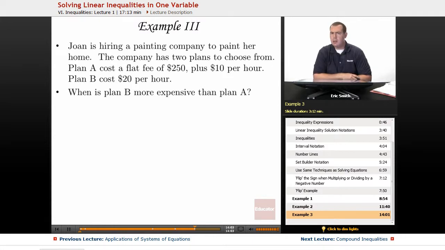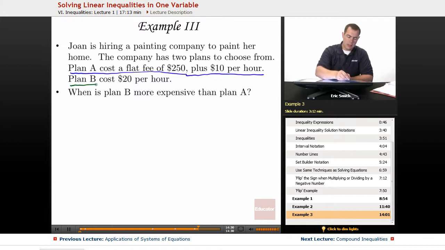In this last one, I picked a little bit more of a word problem, so you can see that inequalities are important even in applications. This one says that Joan is hiring a painting company in order to get her house painted. And the company has two plans to choose from. You can choose Plan A. In Plan A, they charge you a flat fee of $250 and $10 for every hour that it takes to paint the house. For Plan B, they don't charge you any flat fee, but they will charge you $20 per hour. So the question is, when will Plan B be more expensive than Plan A?